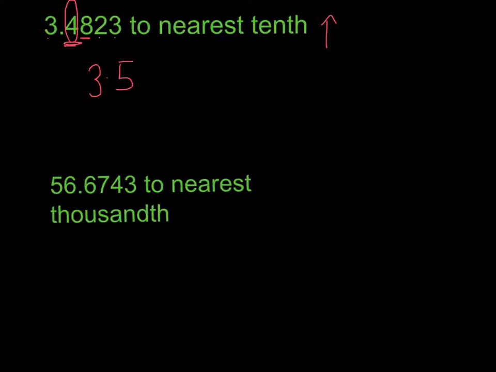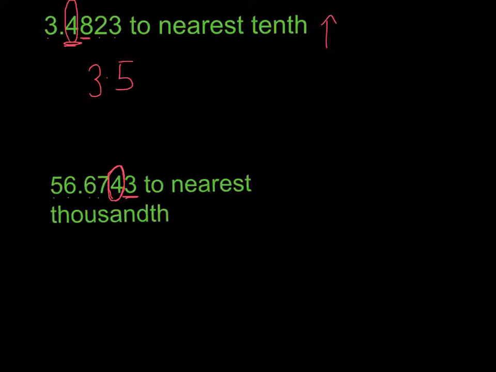56.6743 to the nearest thousandth. So let's find the thousandths column. That's the tens, that's the ones, tenths, hundredths, thousandths. So I'll circle it, the thousandths. One column to the right, we need to look at the value because it's going to tell us whether we're going to go rounding up or rounding down.